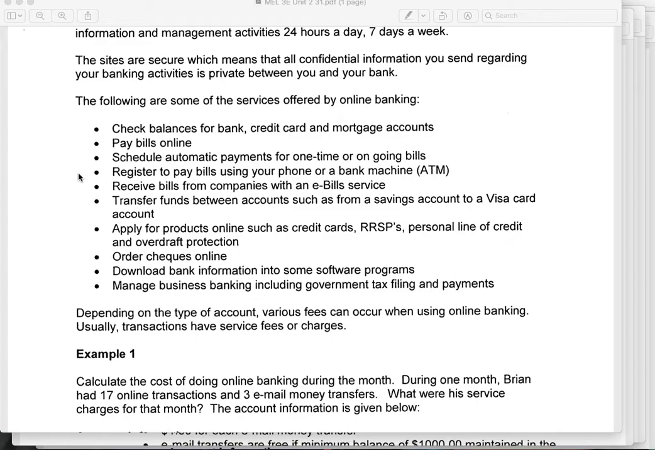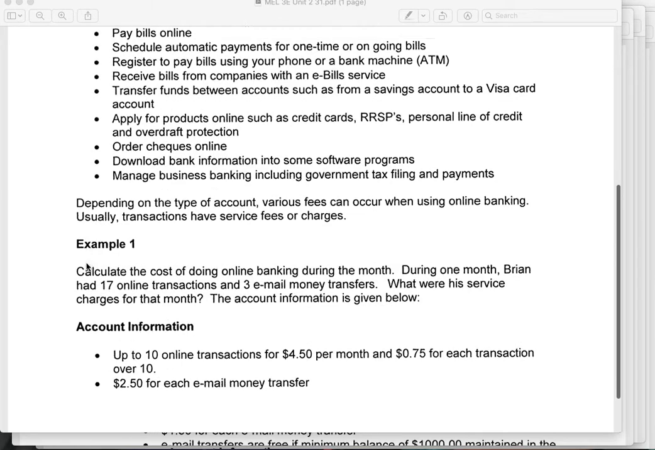Apply for products online, such as credit cards, RRSPs, personal lines of credit, and overdraft protections. RRSPs are registered retirement savings plans, and those are something that you should get as soon as you can in order to start saving for your retirement. You can order checks online, download bank information into some software programs, manage business banking, including government tax filings and payments. Depending on the type of account, various fees can occur when using online banking. Usually transactions have a service fee or charges.